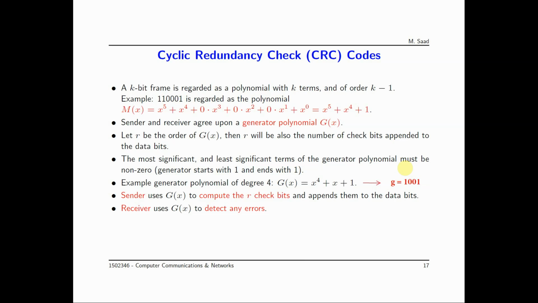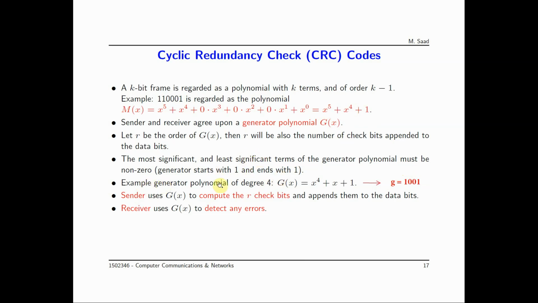Now, proving this is beyond the scope of this course. It needs some abstract algebra that engineering students typically did not study. However, we mention it as a fact. So if the first term and last term are zeros, then it will not work.